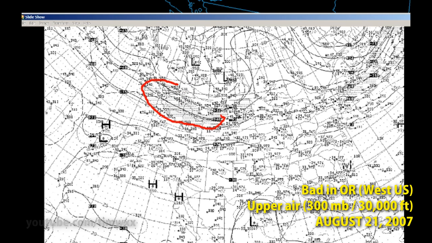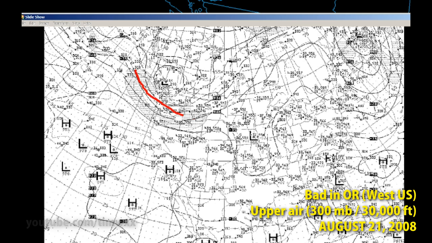See that shading there? That's a strong jet stream. Another bad year, 2008. Another jet stream. And then 2009, a jet stream in the area. Things were kind of bad along the coast and into Washington. And these strong jet streams, when they're impinging on the coast like that, they will tend to bring the marine layers inland.